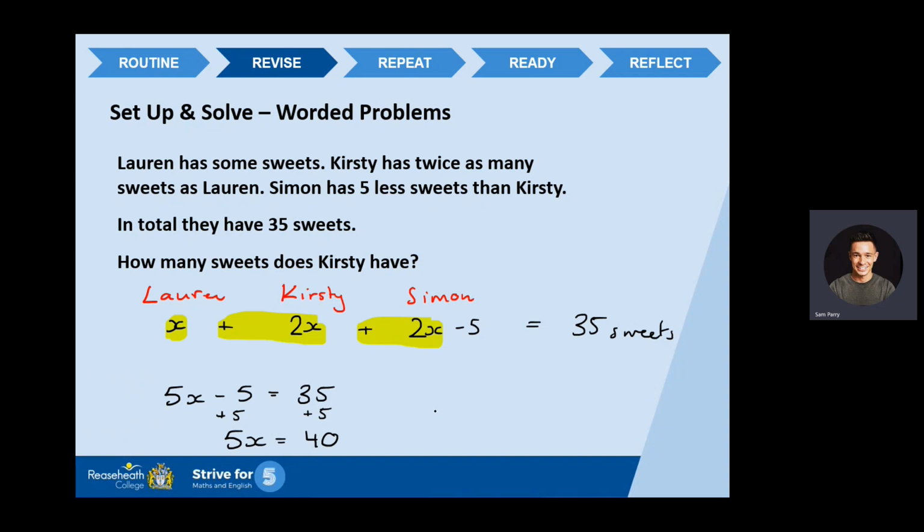5x equals 40. What do I do next? I divide by the 5. So 40 divided by 5 gives me 8. So x equals 8 sweets. Okay, now that's quite important because we can actually bring that back into this bit here.